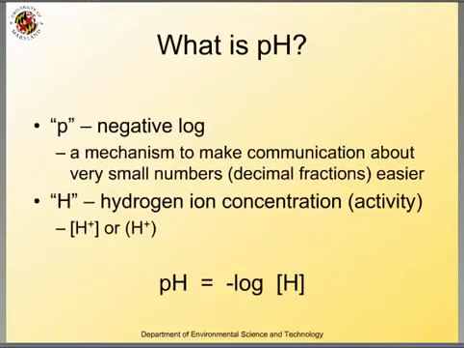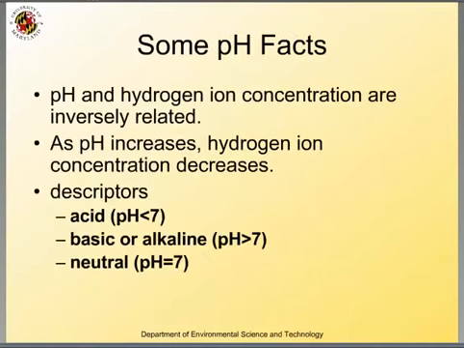So let's talk about some pH facts. First of all, pH and hydrogen ion concentration are inversely related, right? Because pH equals negative something. Like A equals negative D. So A and D are inversely related. So another way of saying that is as pH increases, goes from 5 to 7, 7 to 8, the hydrogen ion concentration decreases. We have some common descriptors. If things are less than 7, they're acidic. If they're higher than 7, they're basic, or in soils we often use the term alkaline. And if they're right at 7, they're neutral.